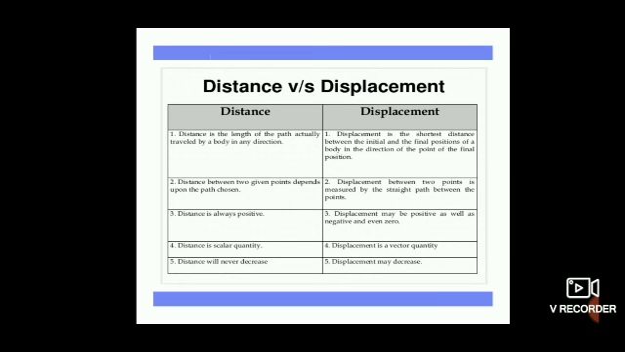Now, distance versus displacement. First, distance is the length of path actually traveled by a body in any direction, and displacement is the shortest distance between the initial and the final position. Second, distance between two given points depends upon the path chosen. Displacement between two points is measured by the straight path between the points. Third, distance is always positive, but displacement may be positive as well as negative or even zero. Fourth, distance is a scalar quantity, but displacement is a vector quantity. Distance will never decrease, displacement may decrease.